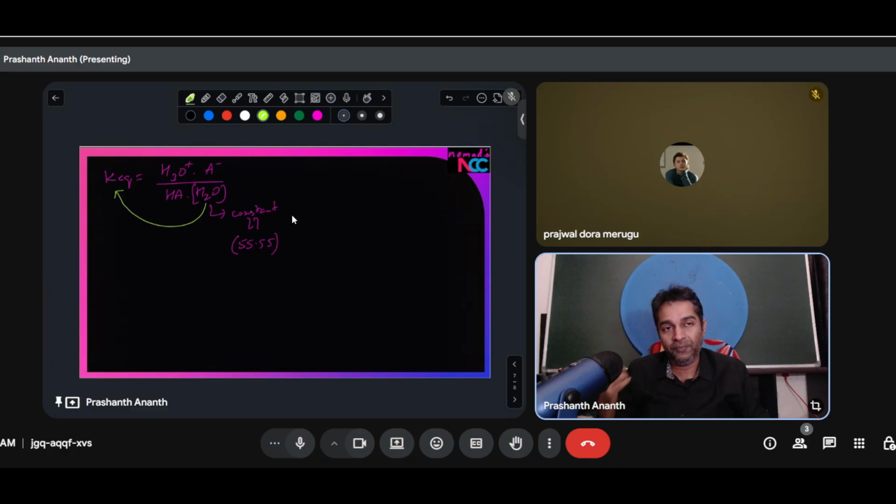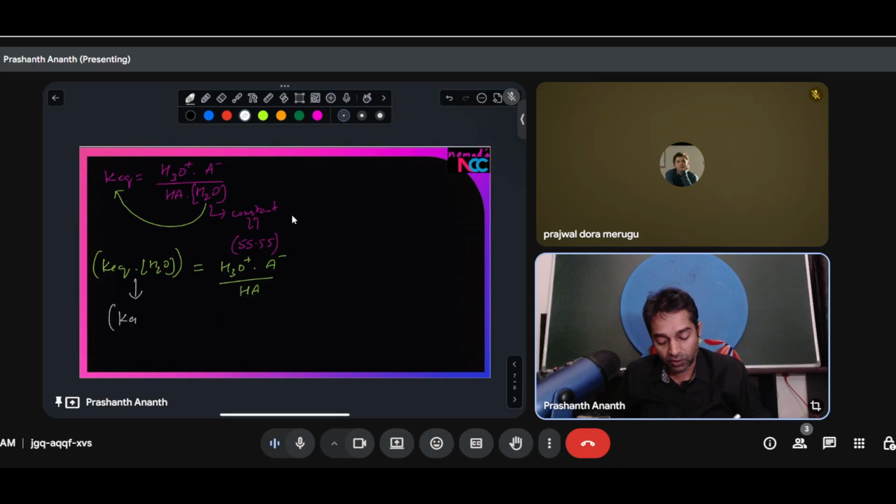H2O is the product there, or H2O is involved over there. H2O can be considered as something pseudo, whether it is reactant or product. It doesn't make a difference because it is approximately a constant. So we can now say K equilibrium times the concentration of H2O is equal to H3O+ times A- divided by HA. This we now give a new name. We call it Ka, which is also called the dissociation constant of the weak acid HA in water.